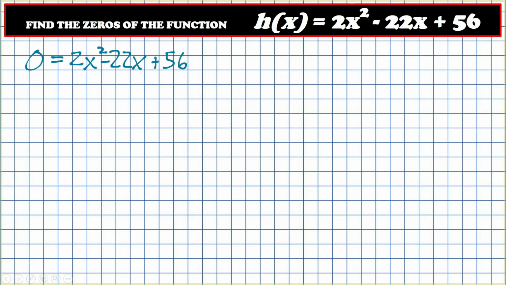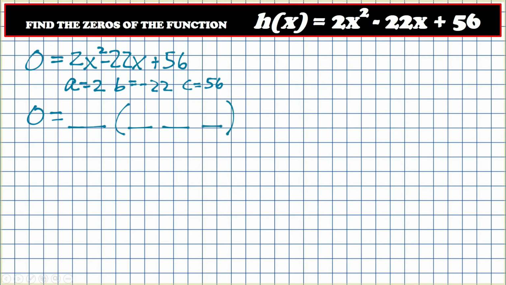So when I look at 2x squared minus 22x plus 56, my a value is 2, my b value is negative 22, and my c value is 56 in standard form. So to find the zeros, I need to put this thing into intercept form. And when I look at my 3 terms, they're all even numbers. So I know there's going to be a greatest common factor of at least 2. And since the a value is 2, I think 2 is going to be my greatest common factor. So I'll write 0 equals, and then I'm going to have a remaining trinomial when I'm done.